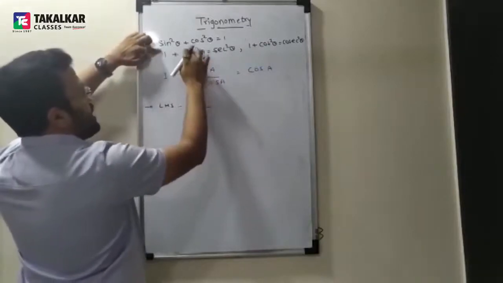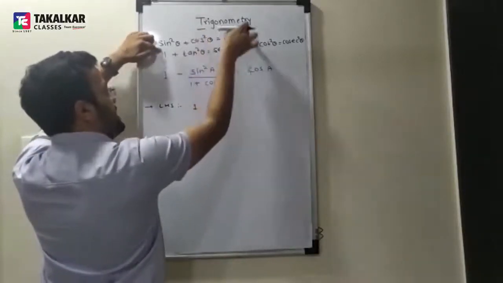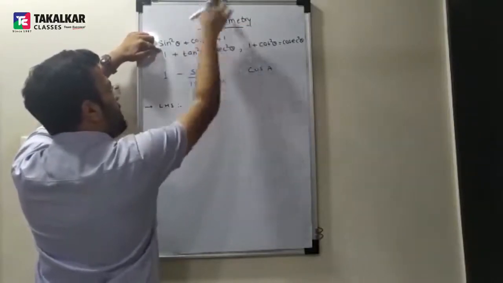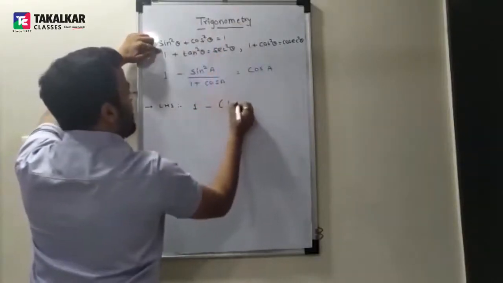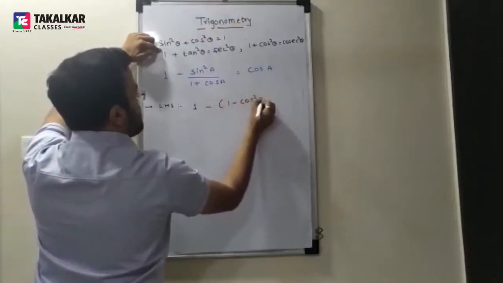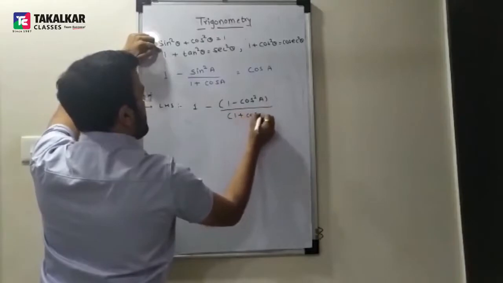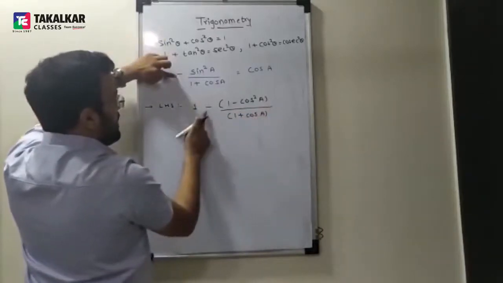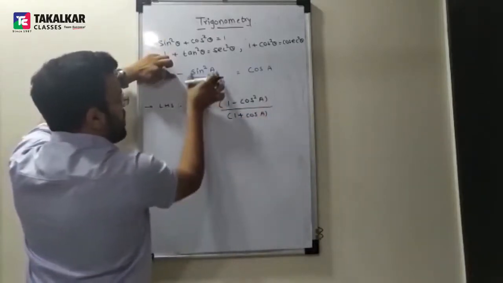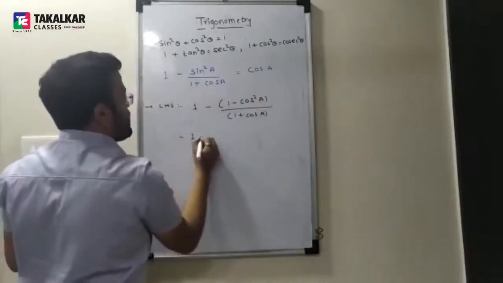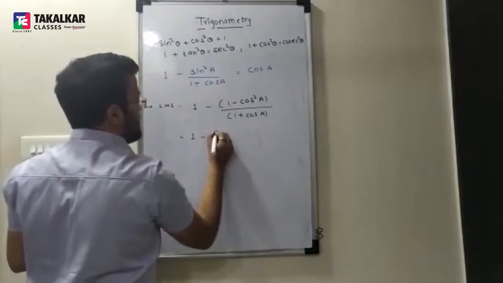So what is the value of sin square from this? Sin square चाहिए. Cos square हटा दो यहाँ से. Plus है. वापस जाके क्या होगा? Minus. So what you will get here? 1 minus cos square A. I'm writing in bracket. 1 minus cos square A upon this 1 plus cos A as it is. This is very important. This minus and as it is. What is the value of sin square? 1 minus cos square. Now this step is very important. Minus and as it is.